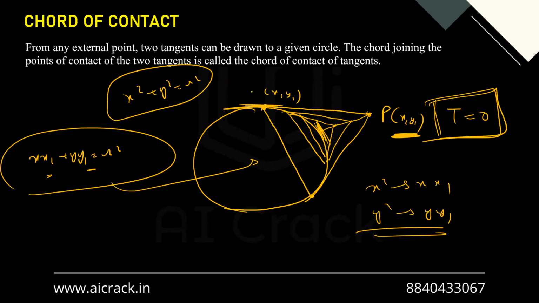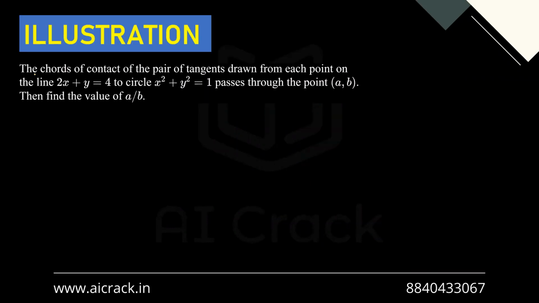Okay. Now let's look at this question. The chords of contact of the pair of tangents drawn from each point on the line 2x plus y equals to 4 to circle x square plus y square equals to 1 pass through the point (a, b). Find the value of a by b. Now the keywords over here are chords of contact, not just chord of contact, chords of contact, and passes through a point. Basically, these chords of contact are passing through a fixed point, that is (a, b).